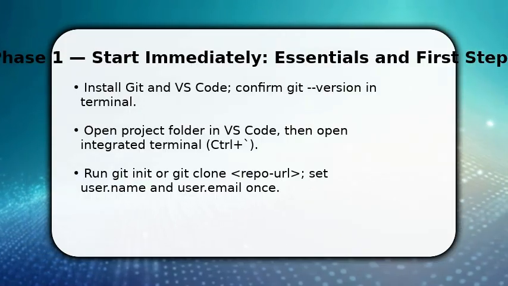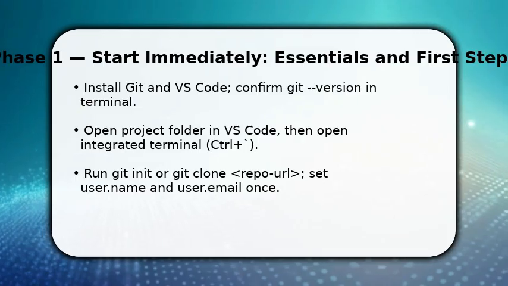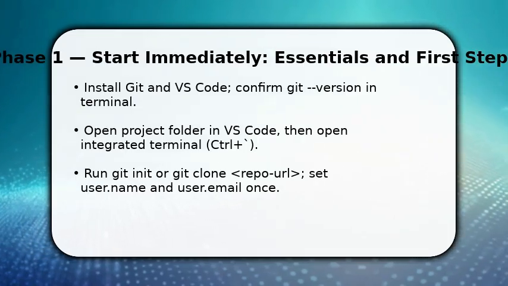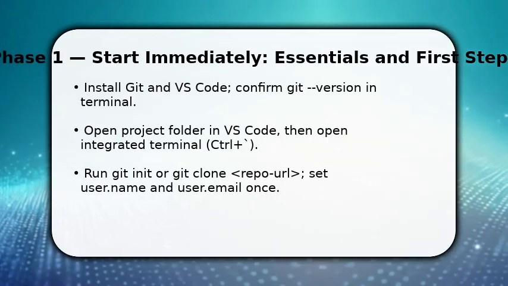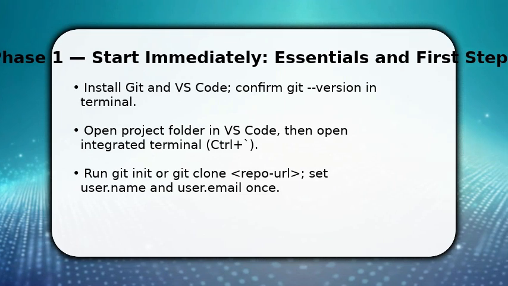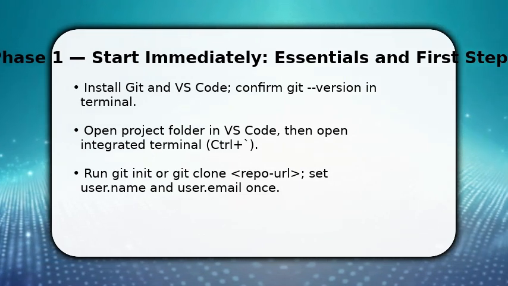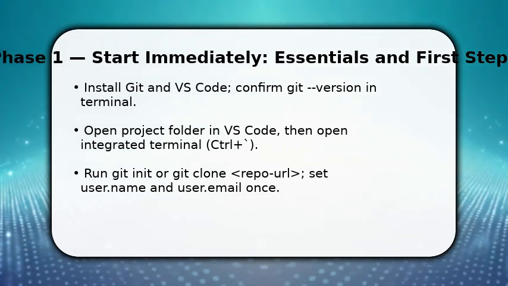Once done, set git config --global user.name "Your Name" and user.email "you@example.com" so commits attribute correctly. These first commands establish identity and repository context. Make sure to work from the project root.